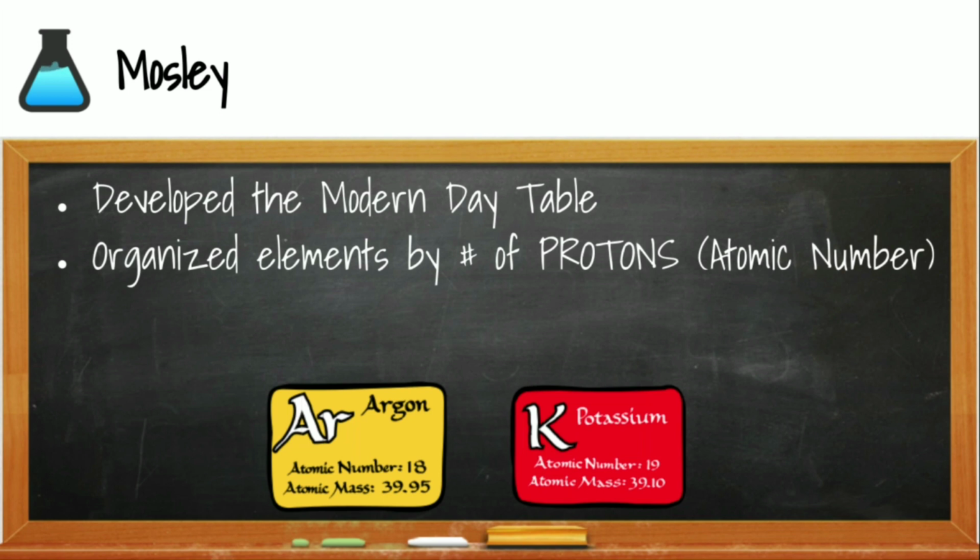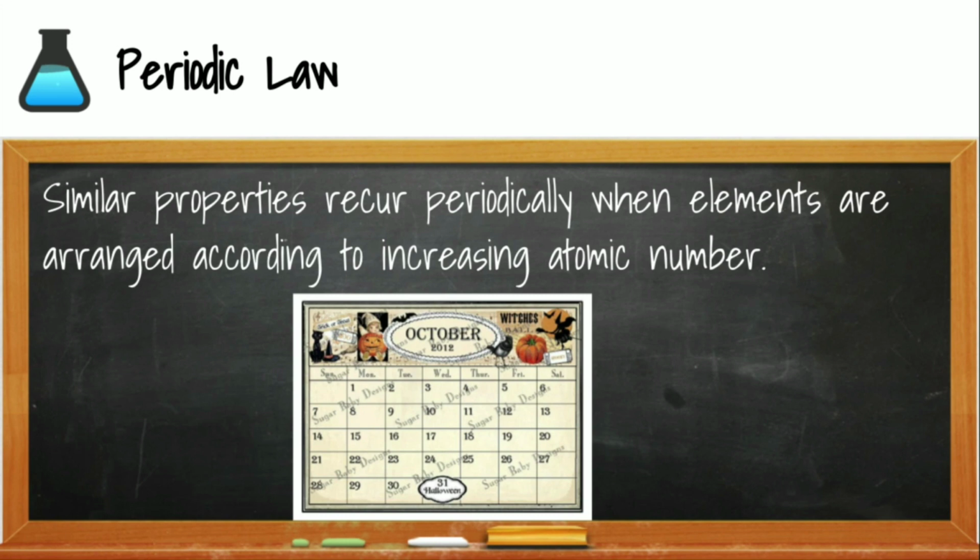Our current periodic table was developed by Henry Moseley. Moseley organized the elements in order of increasing atomic number. There are a few cases on the periodic table where the atomic number increases, but the atomic mass does not. Periodic law is a rule that we observe. Similar properties recur periodically when elements are arranged according to increasing atomic number.